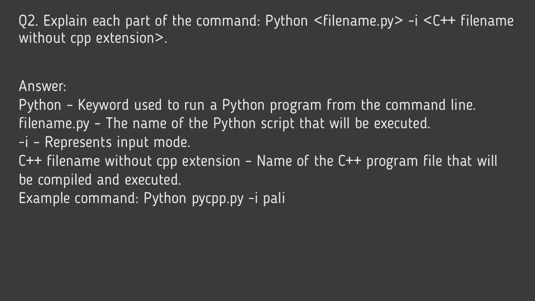This command explains how Python executes a program that works with a C++ file. Python is the command to run the script. Filename.py is the Python program. -I indicates input mode. The last part is the name of the C++ file without the extension.